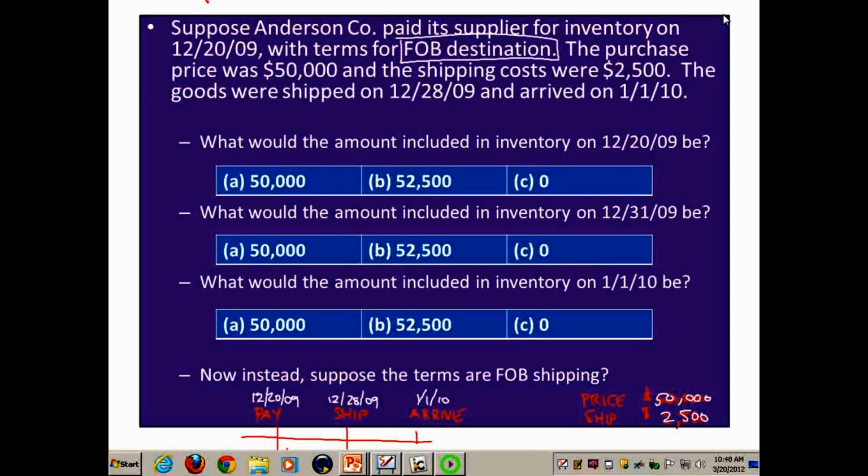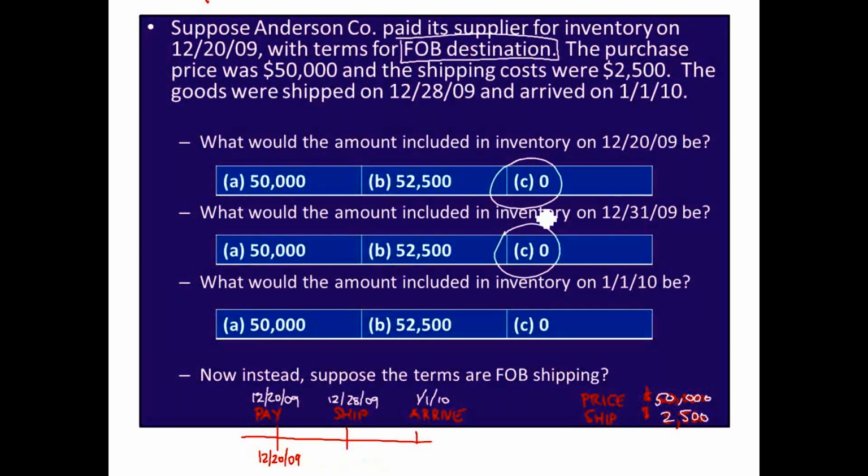Okay, so what are the terms of this contract? FOB destination. So when are the goods mine as the buyer? When they arrive at the destination, right? So have they arrived as of 12/28/09 or 12/31 when I close my books? No. So my cash had gone down. I have an inventory receivable, but I don't have those goods yet. Okay, so I'm still sticking with 0.